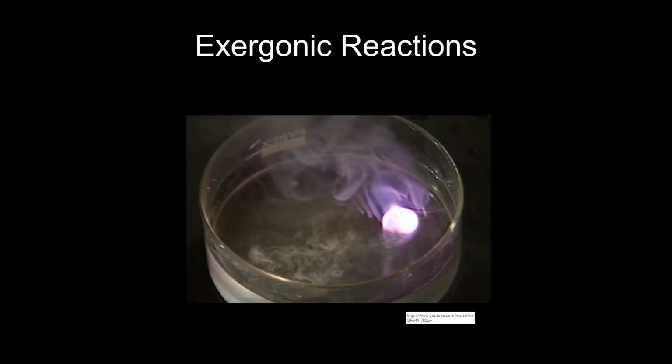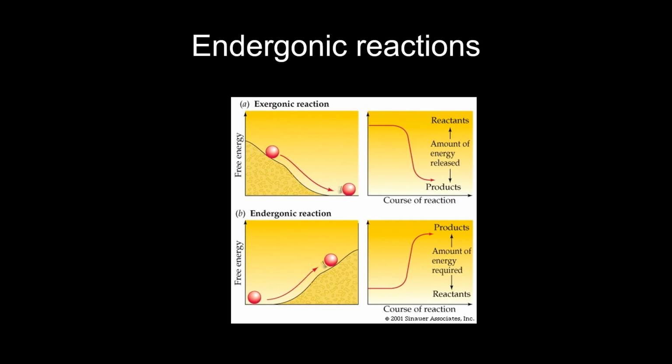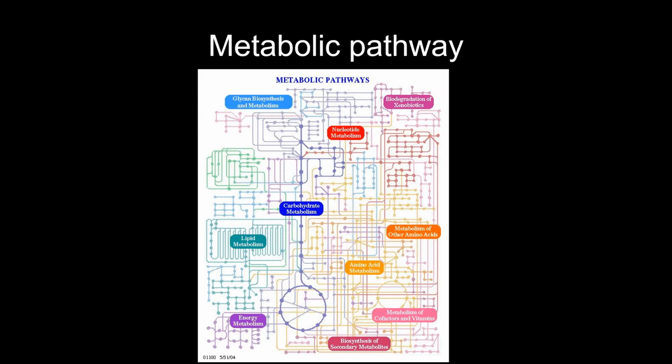Exergonic reactions are reactions that are going to release energy. Again, as a general rule, catabolic reactions are going to be exergonic. Endergonic reactions are reactions that require an input of energy. As a general rule, anabolic reactions are going to be endergonic reactions.